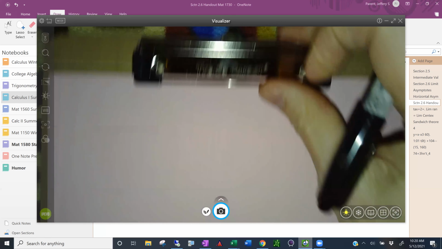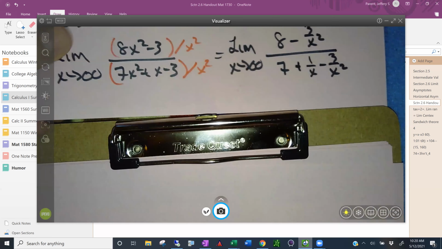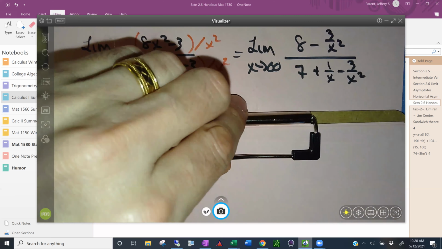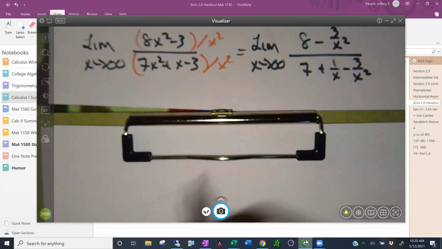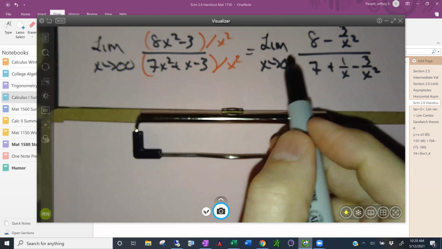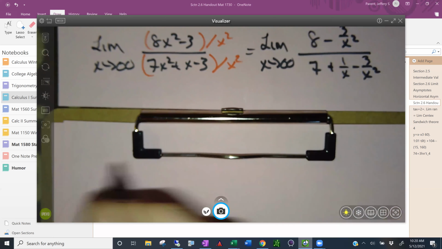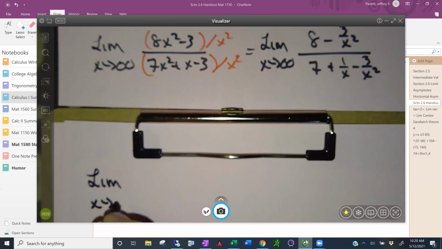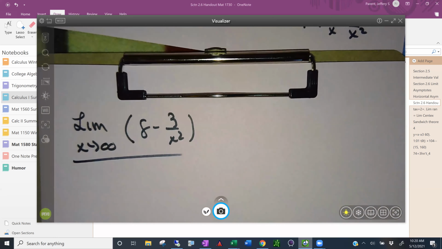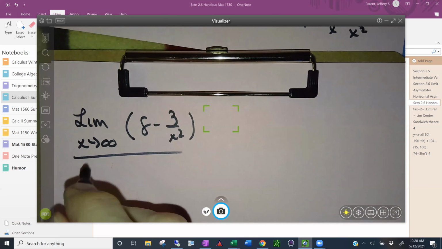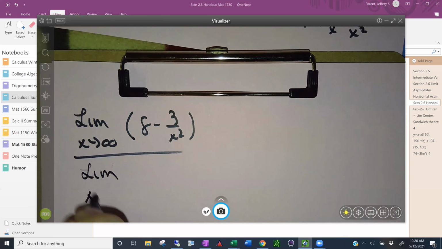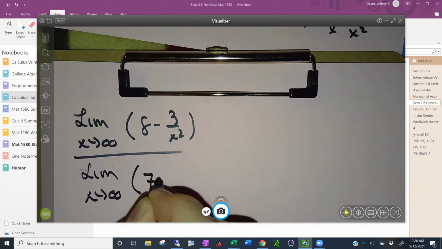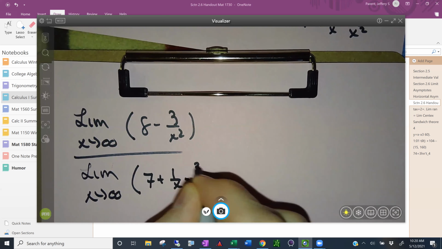Let me continue up here. So what I'm going to do is I'm going to take the limit of the numerator and the limit of the denominator. So I'm going to sort of spread out that limit. It's going to be the limit as x approaches infinity of 8 minus 3 over x squared, divided by the limit as x approaches infinity of 7 plus 1 over x minus 3 over x squared.